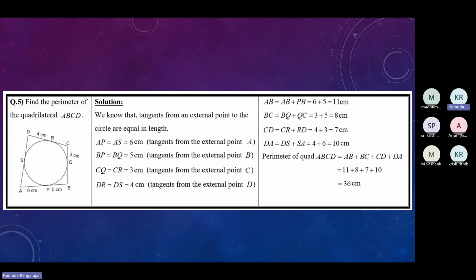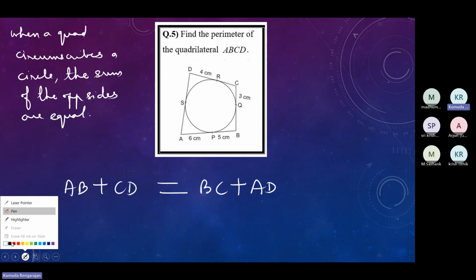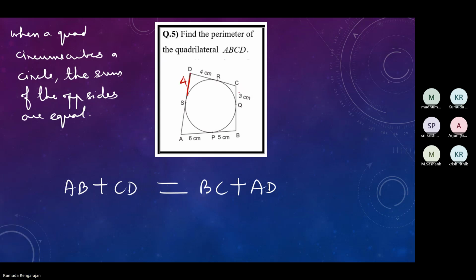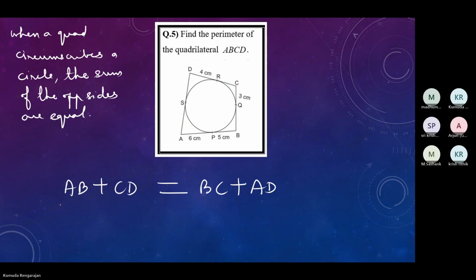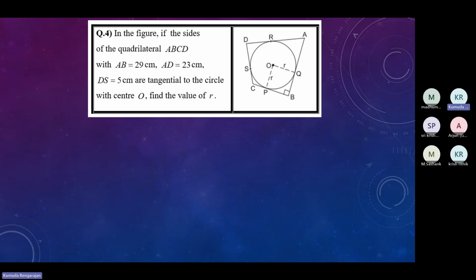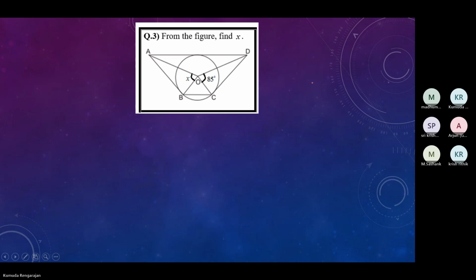This one you can help yourself. It is simple. Maybe I can do it fast. So this is 4, this is 3, this is 5, and this is 6. And you know how to find the perimeter. 4 plus 3 plus 3 plus 5 plus 5 plus 6 plus 6 plus 4. In one of the classes recently, we did a question like this, finding the value of R. Now again, the proof to a question like this, you have seen in NCERT.